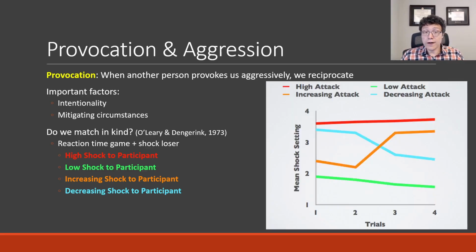The graphs you're seeing here are the amount of shock that the person put back to one of these four computers, basically. And you'll notice, when you get a high attack at the beginning, you're going to shock back in kind, because why are you provoking me? If you give me a low shock at the beginning, I'm going to give you low shocks back. Notice, if you start out high and then go down, that's kind of like, oh, I'm sorry about that. I don't mean to, right? So you're not going to feel as bad. But when they start low and go high, you take that as a provocation. You say, oh, we're going to play this game. Then watch how high of a shock I'm going to give you here.